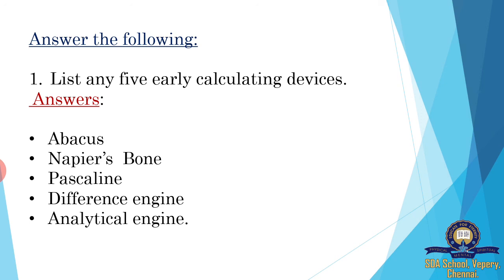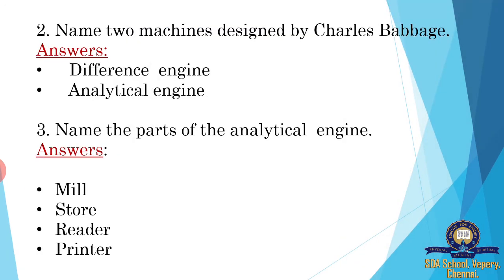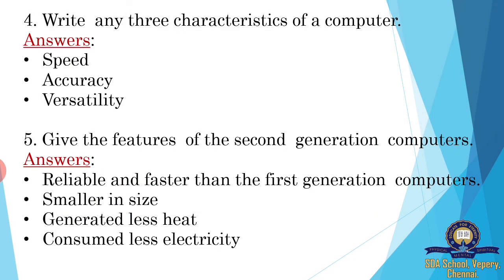Okay, put Roman number 2 and then start writing answer the following, and put question number 1 and write list any 5 early calculating devices and then start writing your answers. Okay, then write second question, name 2 machines designed by Charles Babbage. Then write your answers. Then name the parts of an analytical engine and then write your answers. And then put question number 4, write any 3 characteristics of a computer and then write. Then give the features of a second generation computer. It is the 5th question. Put the question number 5 and then write a question and then answer.